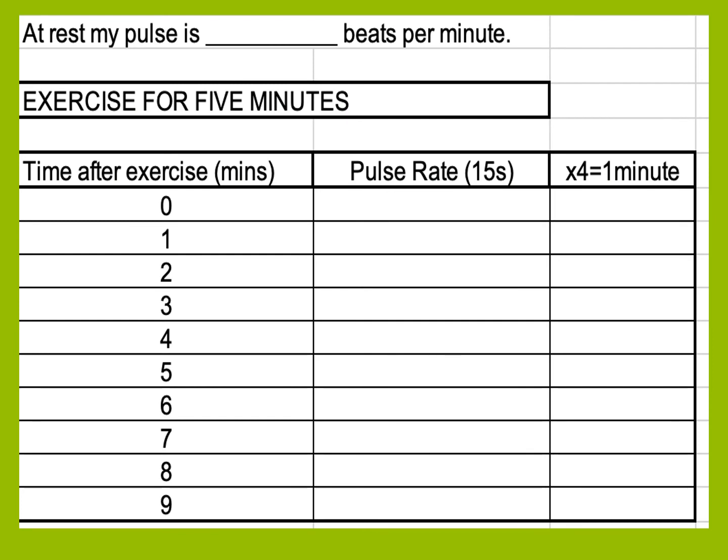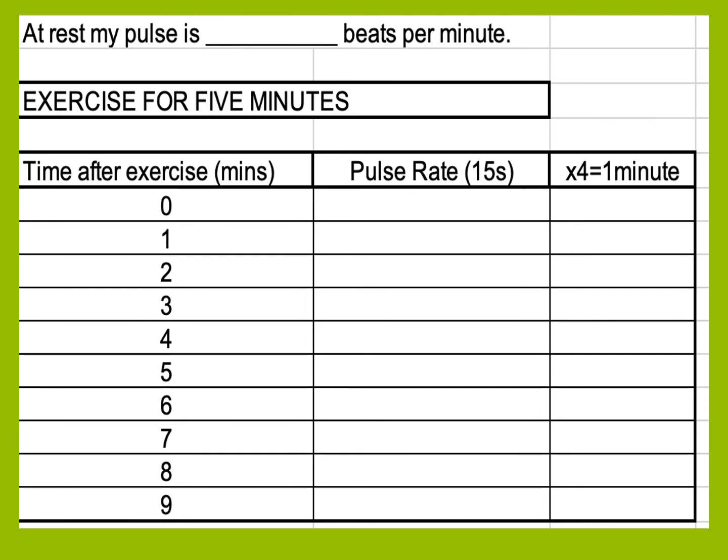So you'll see in your notebook that you have got tables to record your exercises. So this is the table that you've got for your heart rate or your pulse rate. So remember, before you start, to take what's called your resting pulse rate. So that's your beats per minute when you're sat doing nothing, and you'll record that at the top. Then you're going to exercise for 5 minutes. And then every minute you are going to record your pulse rate.